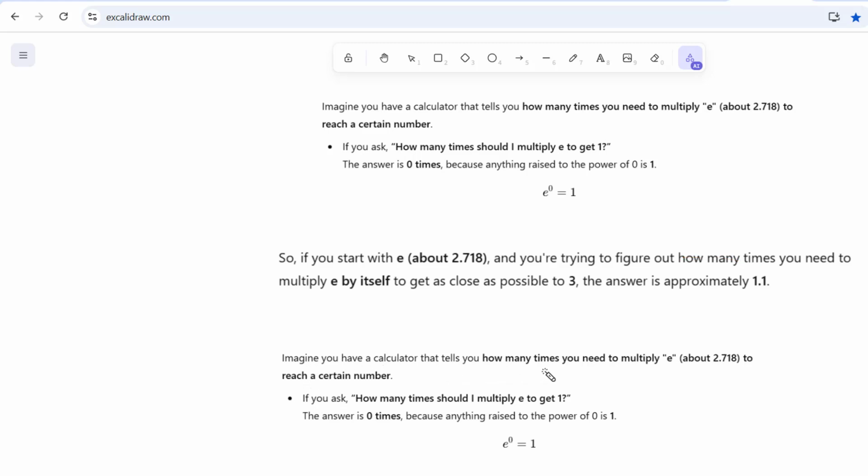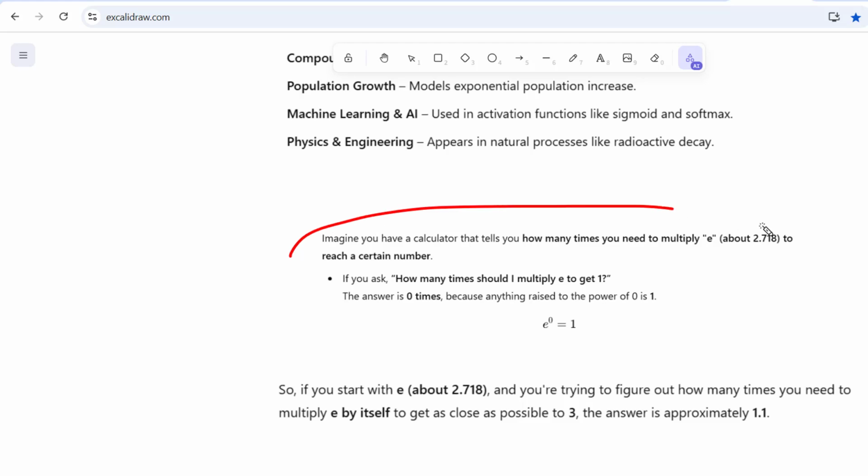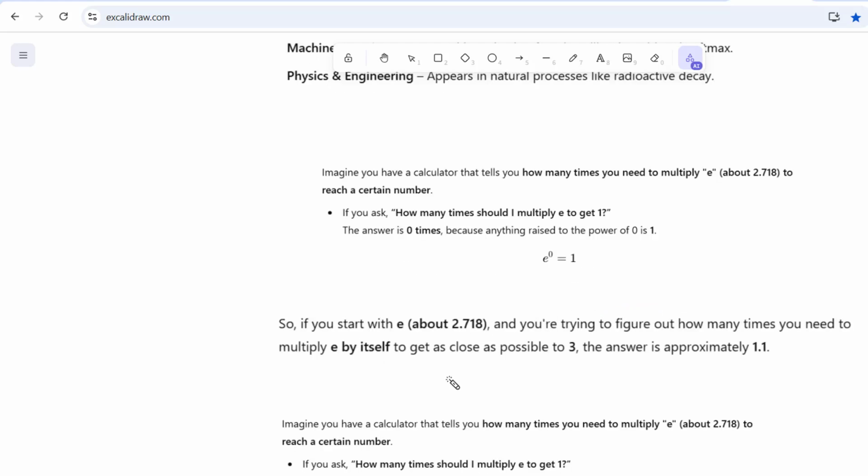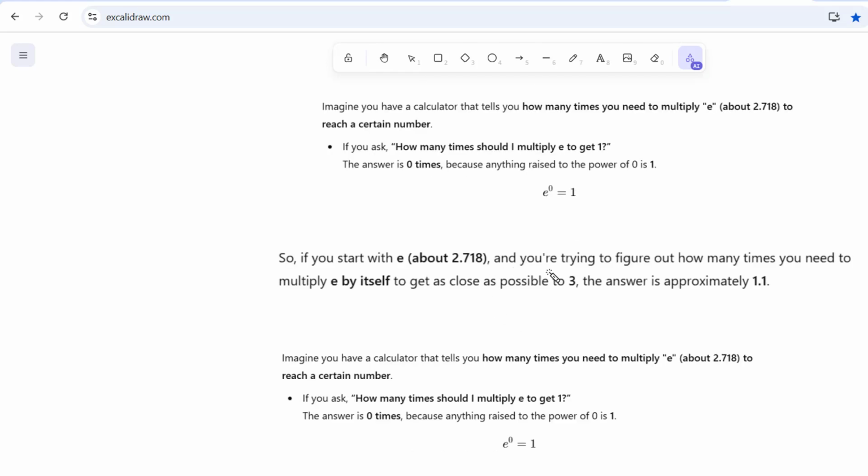Imagine you have a calculator that tells you how many times you need to multiply e to reach a certain number. This is all about log. If you ask how many times should I multiply to get 1, the answer is 0 times, because anything raised to the power 0 is 1. And if you start with about 2.718 and try to figure out how many times you need to multiply e by itself to get as close as possible to 3, the answer is approximately 1.1.